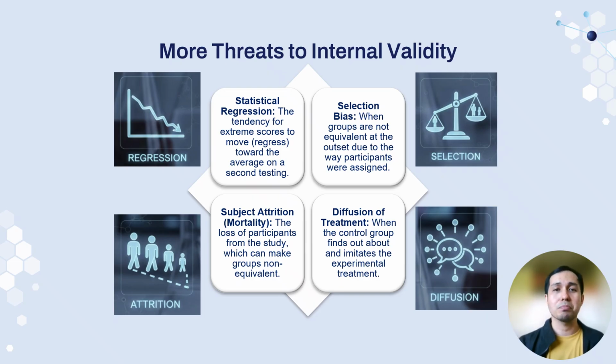This happens when participants drop out of the study, and if the dropouts are systematically different from those who stay, it can make the group non-equivalent. Or diffusion of treatment. This occurs when the control group finds out about the experimental treatment and imitates it, thereby blurring the line between the groups.